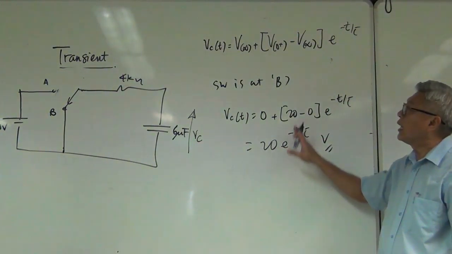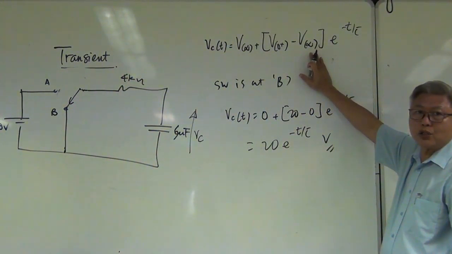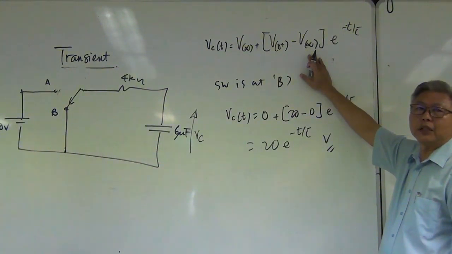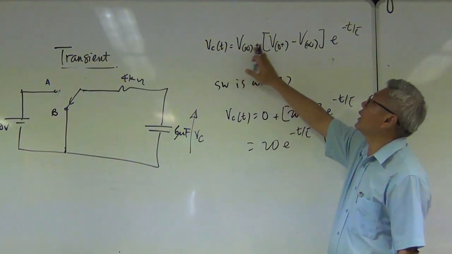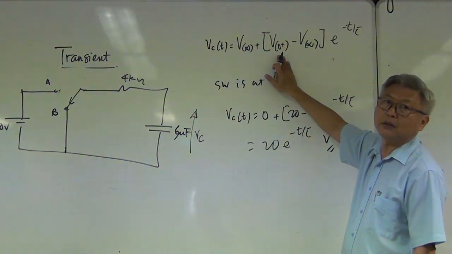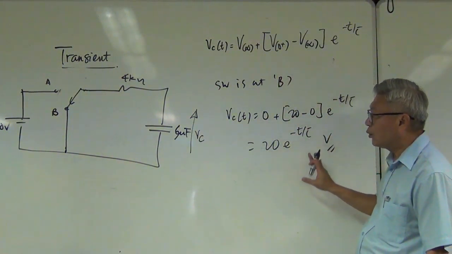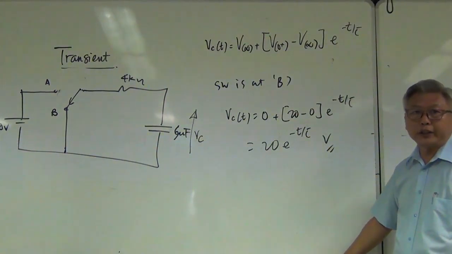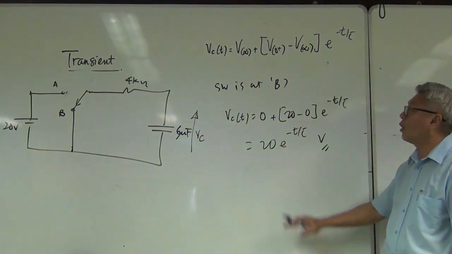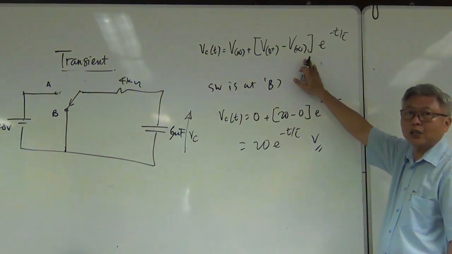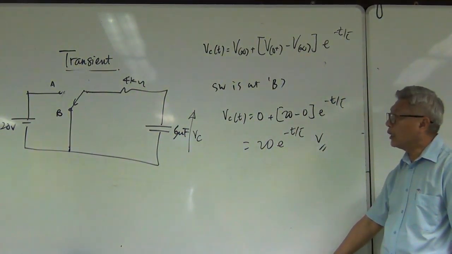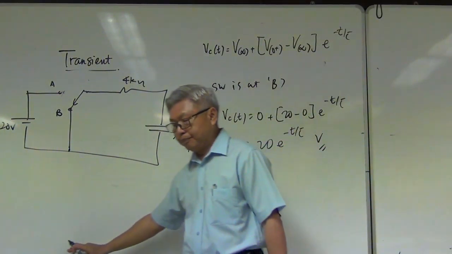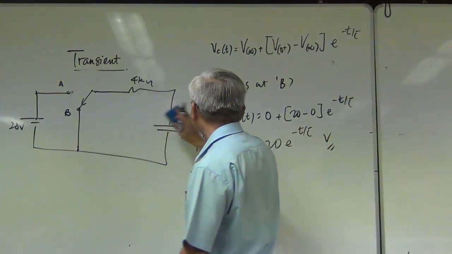So you can see that in order to use this equation correctly, you must know the story. What is the final voltage? What is the initial voltage? Then you just plug in the value, it will come out accordingly. That is called using the general expression to come out with your mathematical expression. Okay? Alright, so let's try the resistor.